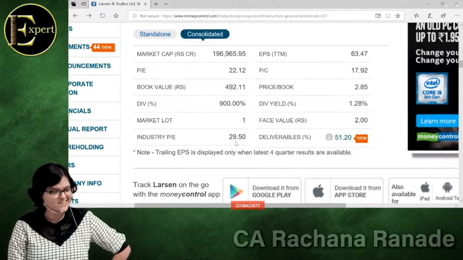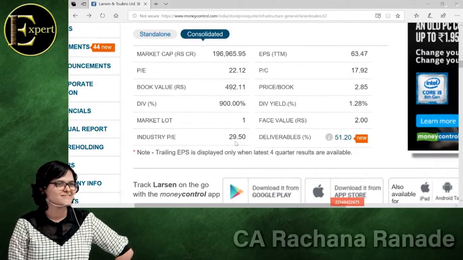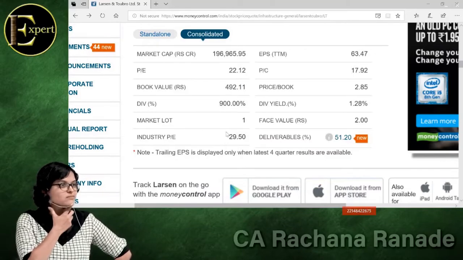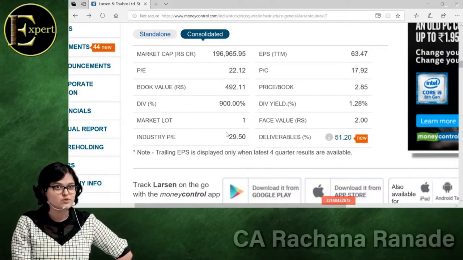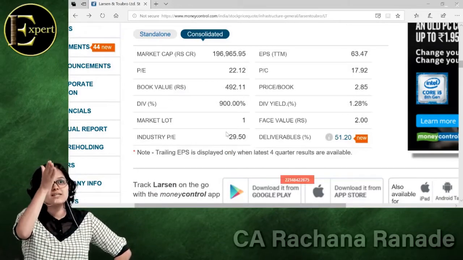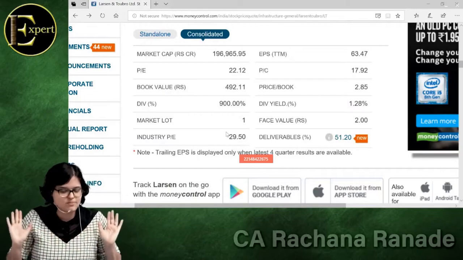Industry PE. Life is made so easy. But this is useless information if I don't know the meaning. Now it makes very big sense to you. What is industry PE now? Can I say all these peers, unka ek average? That is the industry PE.